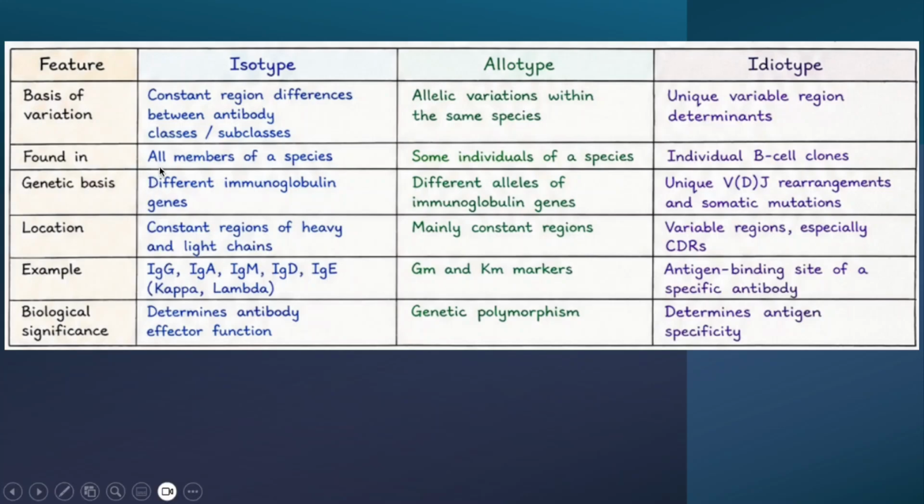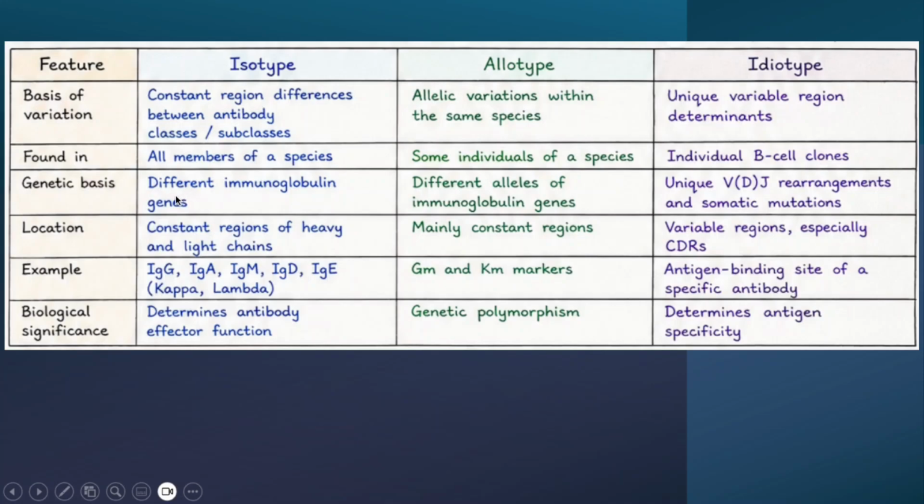Isotype is found in all the members of a species. For example, humans have 5 different classes of antibodies. The allotype is found in some individuals of a species, because some individuals may show specific markers like GM17, and idiotypes are found in specific B-cell clones, because they give a unique identity to each antibody.